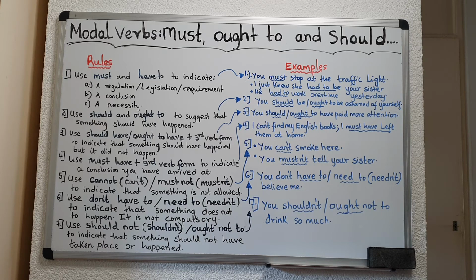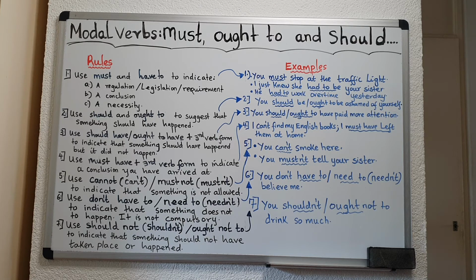Use cannot or can't or must not or mustn't to indicate that something is not allowed. So you want to let someone know that something is not allowed. You can use cannot, and the short form for cannot is can't, or you can use must not, and the short form for must not is mustn't. Look at the examples 5. You can't smoke here. It's not allowed.